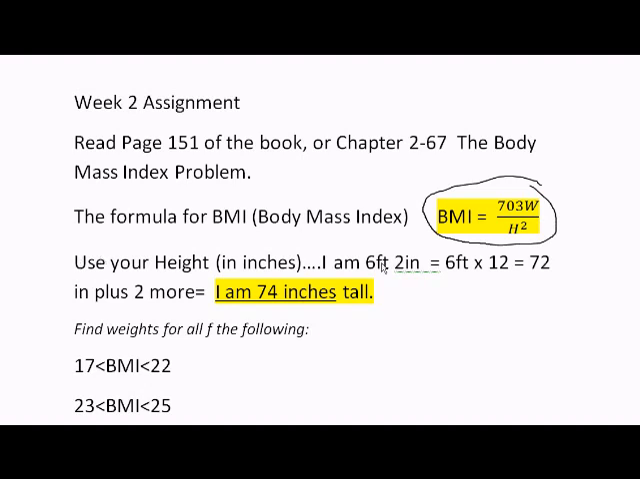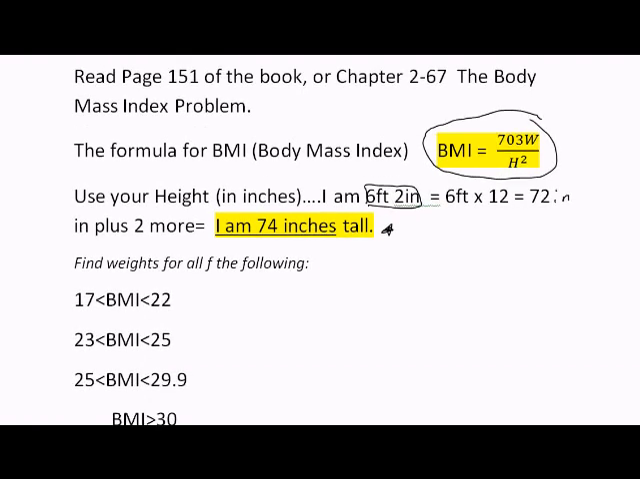Okay, so I'm going to do this problem with my height. I am 6'2" tall, but I have to change that all to inches. 6 feet, there's 12 inches in a foot, so 6 times 12 is 72 inches. But I'm 6'2", so 72 inches is 6 foot, so I have to add the other 2 inches. So 72 plus 2 is 74 inches. I am 74 inches tall.